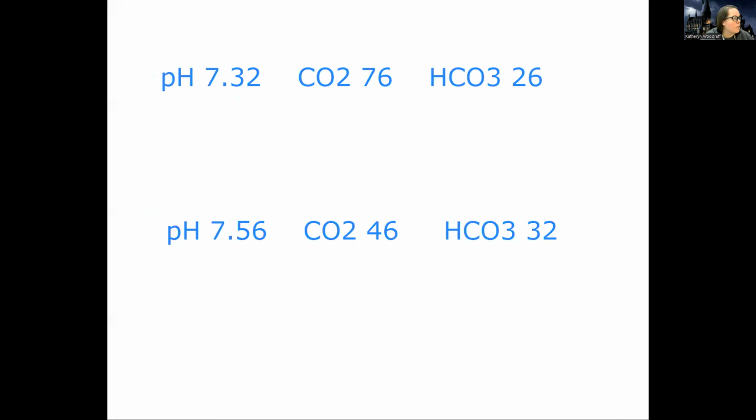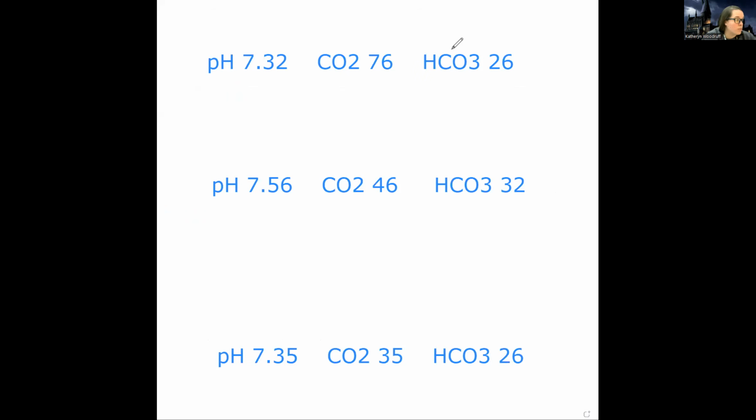Our first step when looking at a blood gas is to make arrows. I want to know what's normal and not. So I come in here: my pH is low, my CO2 here is high, and my HCO3 here is normal. So I'm going to put it here like this.